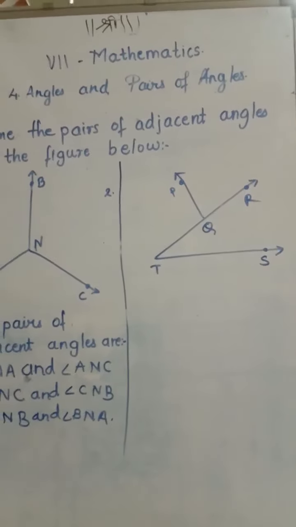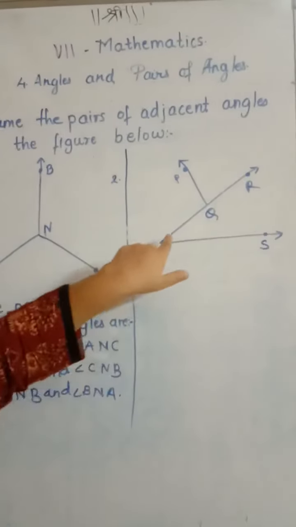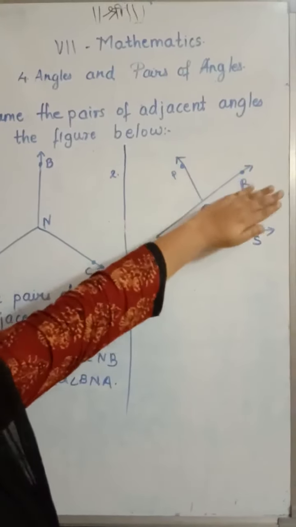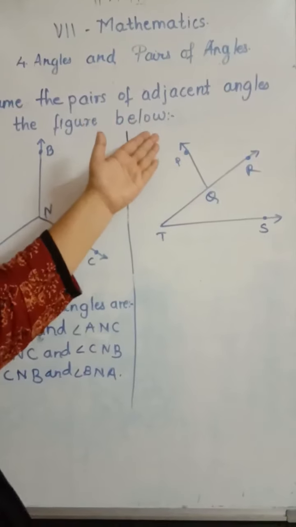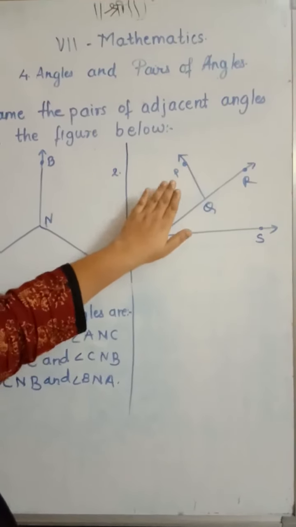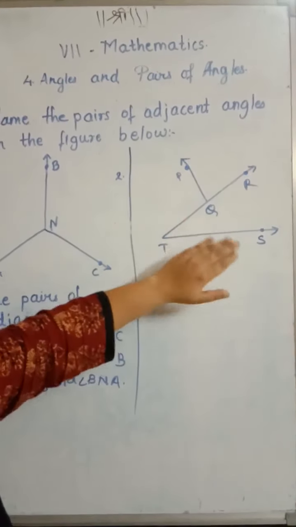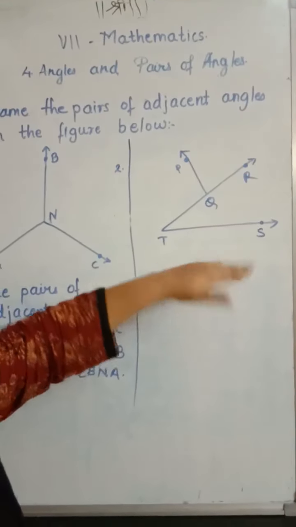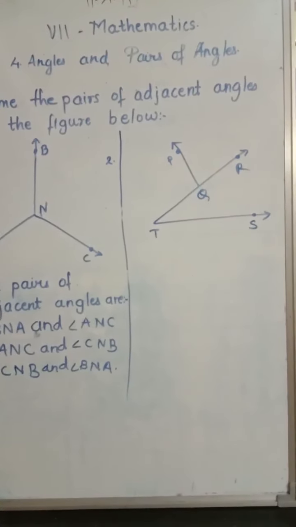Look at the figure properly. See, this is one of the angles. Can you see anything common? Suppose this is the angle. This is one arm. Can you see any angle up which has this same common arm? No. Now for this arm, can you see any angle down? No. So for this angle we don't have any adjacent angle.